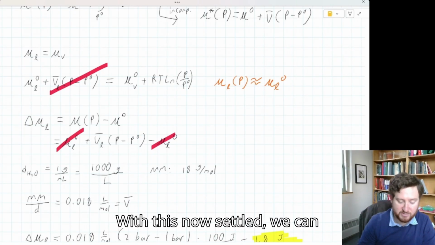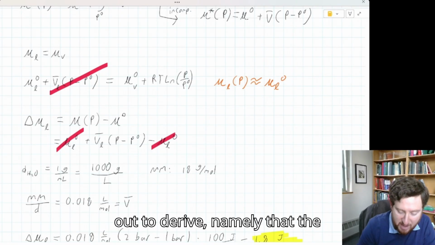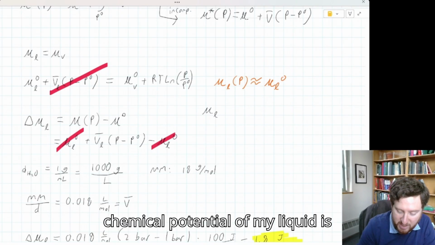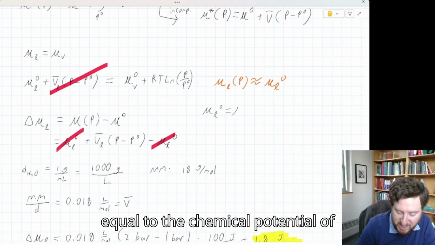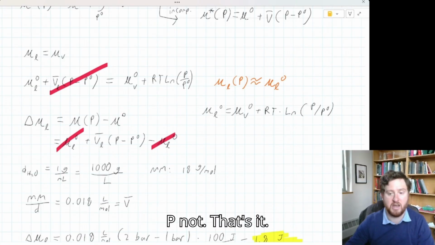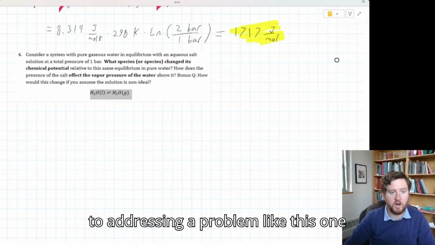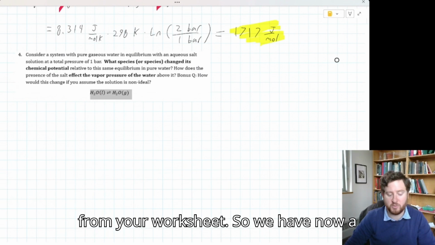With this now settled, we can get to what we had set out to derive, namely that the chemical potential of my liquid is equal to the chemical potential of my vapor plus RT ln of P on P naught. That's it. Finally, let's talk through the approach to addressing a problem like this one from your worksheet.